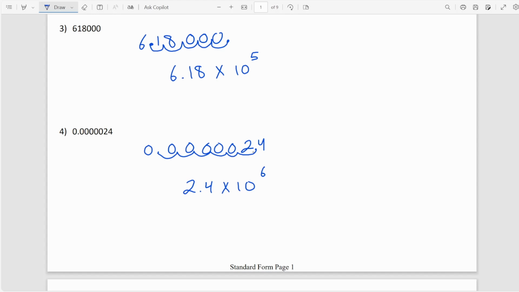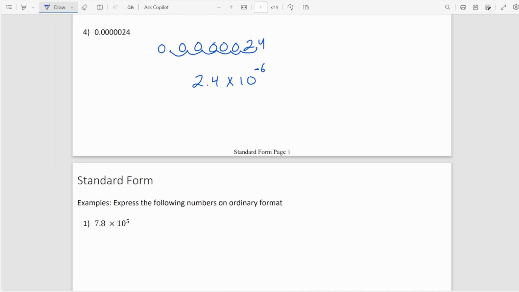But now our number, it was smaller and then it got bigger. So our power must be smaller. So negative. Okay. All right, now let's move on.